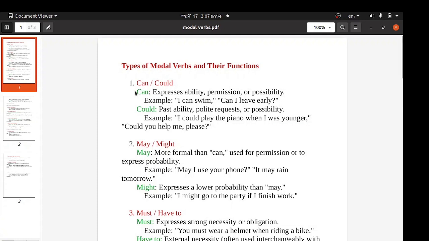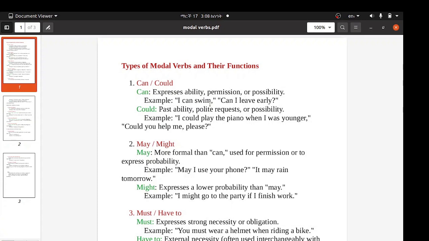The first one is can. Can expresses ability, permission, or possibility. We use it for three purposes: to express ability, permission, and possibility. For example, I can swim. In this case, can is used to express ability.